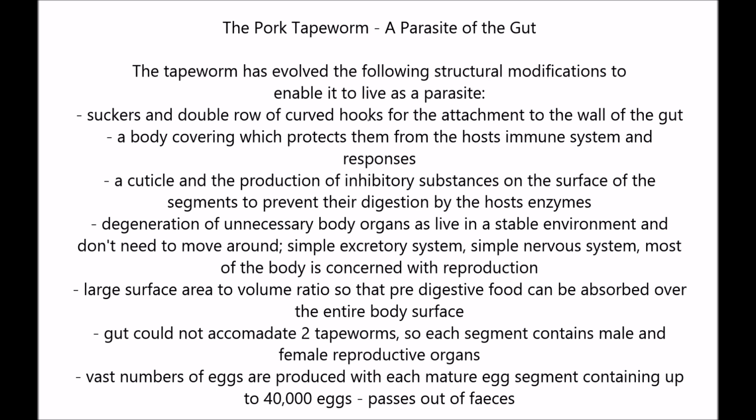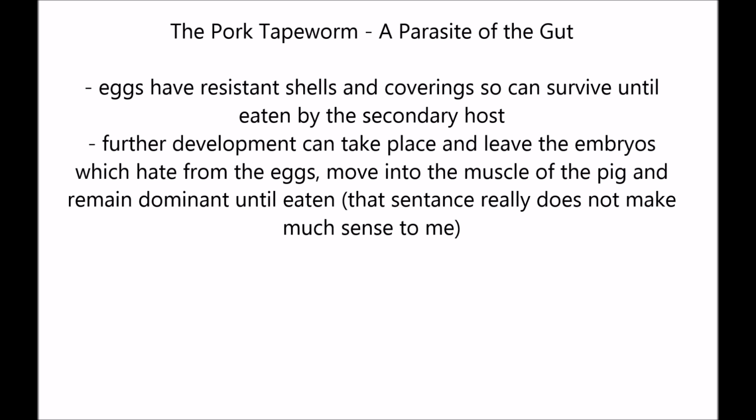The tapeworm has a large surface area to volume ratio as it is surrounded by digestive system and pre-digested food is absorbed over the entire body surface. The gut could not accommodate 2 tapeworms, so each segment contains male and female reproductive organs. Vast numbers of eggs are produced, with each mature egg segment containing up to 40,000 eggs, and this passes out as feces. Eggs have resistant shells and coverings, so can survive until eaten by the secondary host.